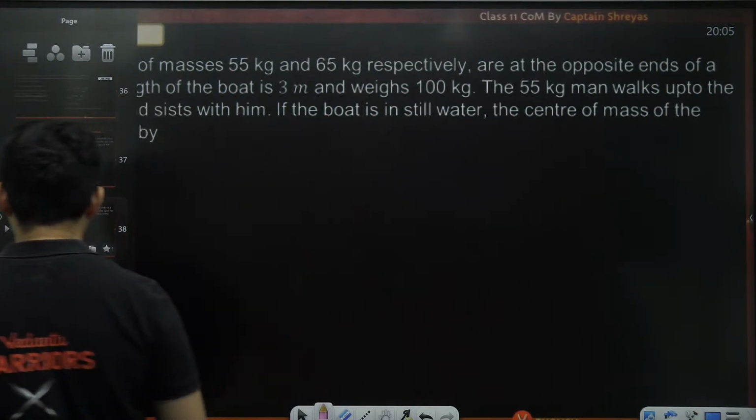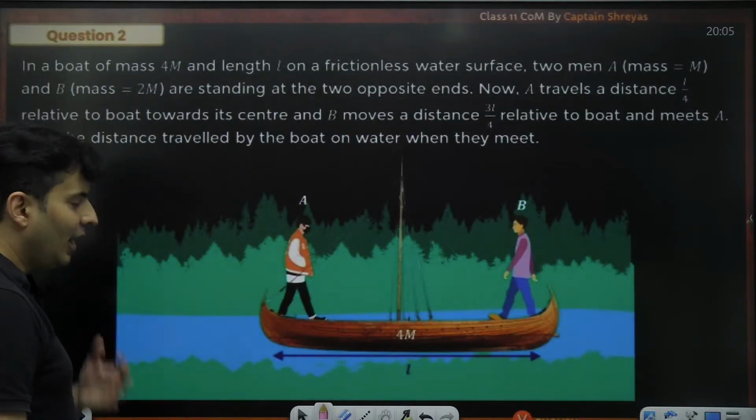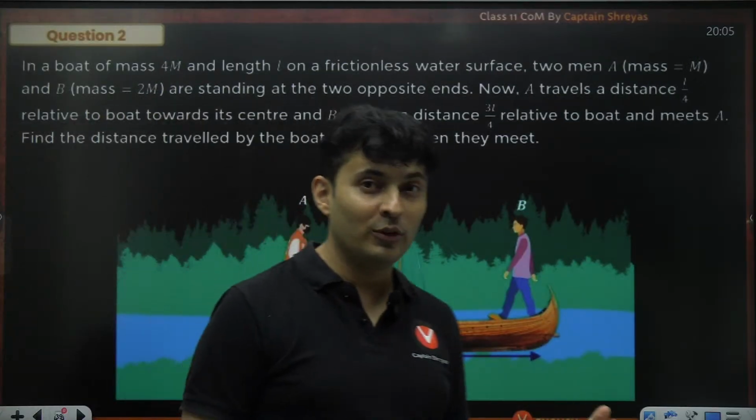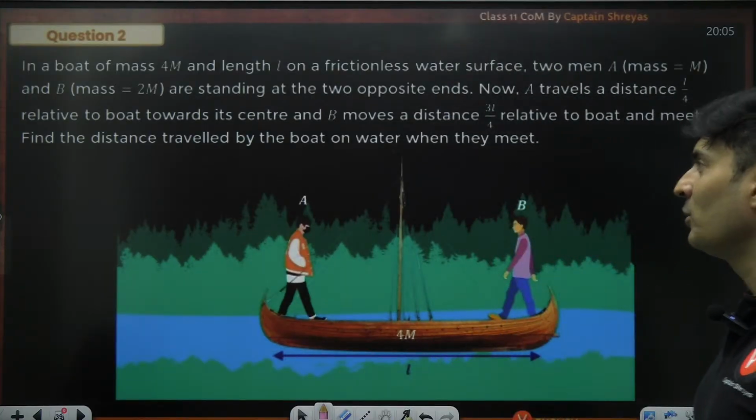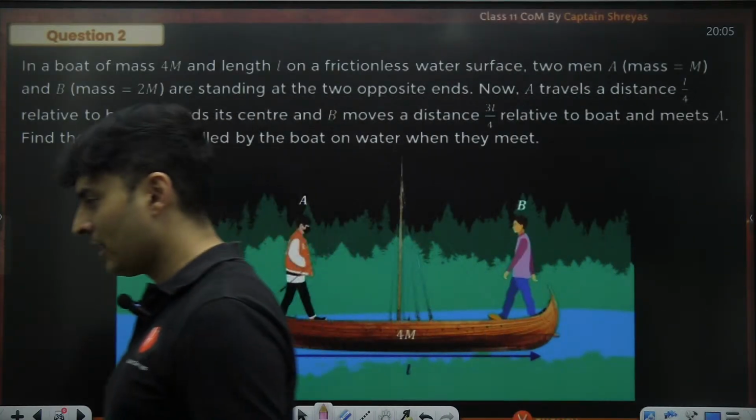Perfect. But sir, give me an example where I know the center of mass is at rest and I have to figure out how much the boat will move. That's why I've got this beautiful example in front of you. Read the question. Read the question.